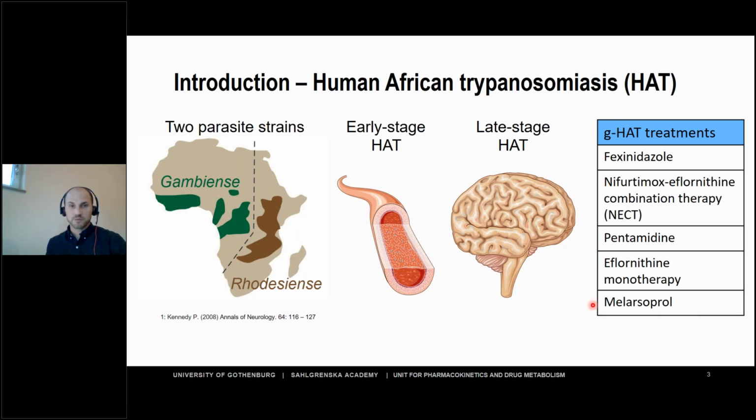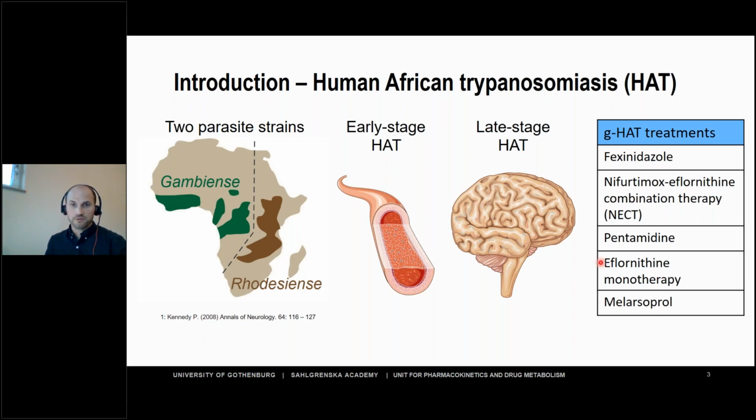And then the last one is melarsoprol, which is classed as an old drug, still on the list, but melarsoprol is an arsenic derivative and comes with severe side effects, as you can imagine. So both the parasites die from this drug treatment, but also patients can actually die. So there's a proportion of patients who develop some type of inflammatory response due to the drug and can actually die due to these side effects.